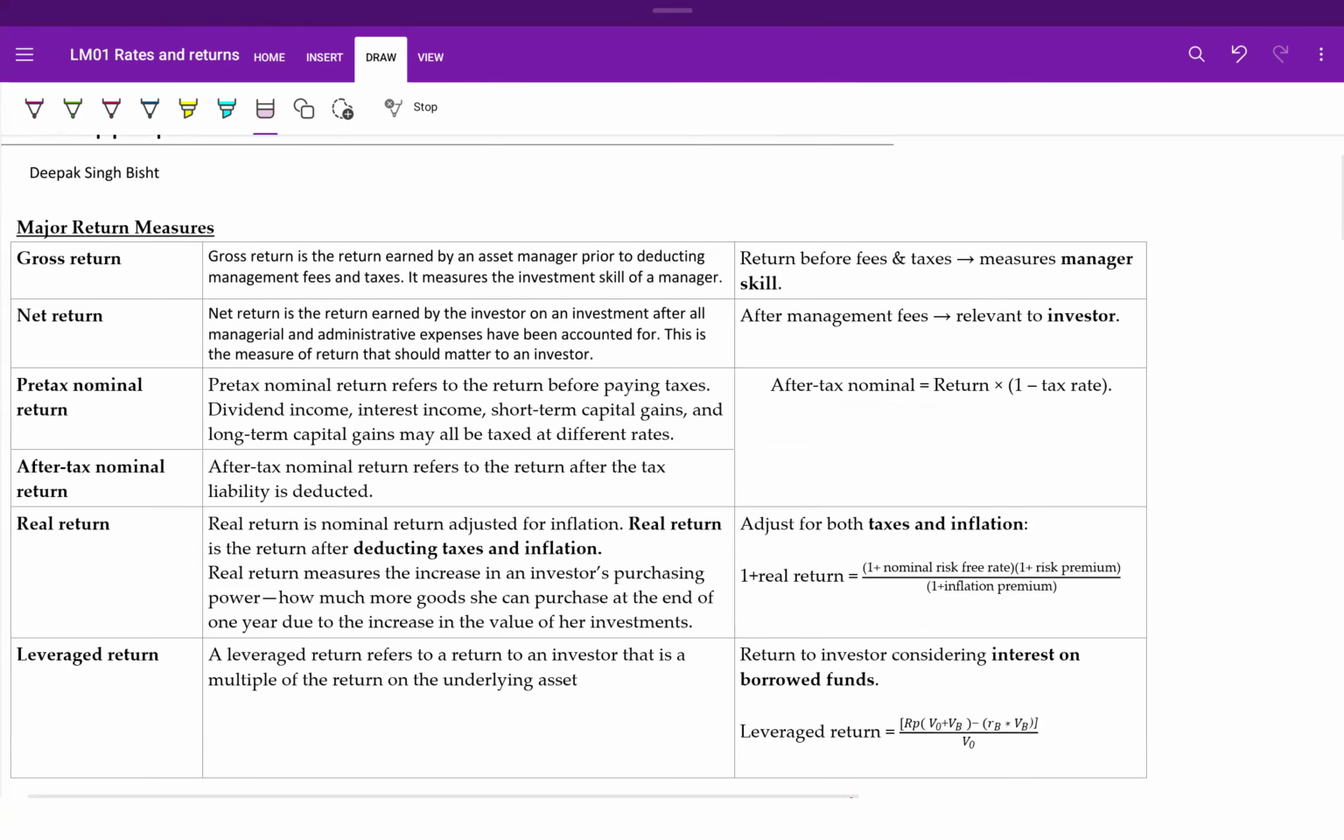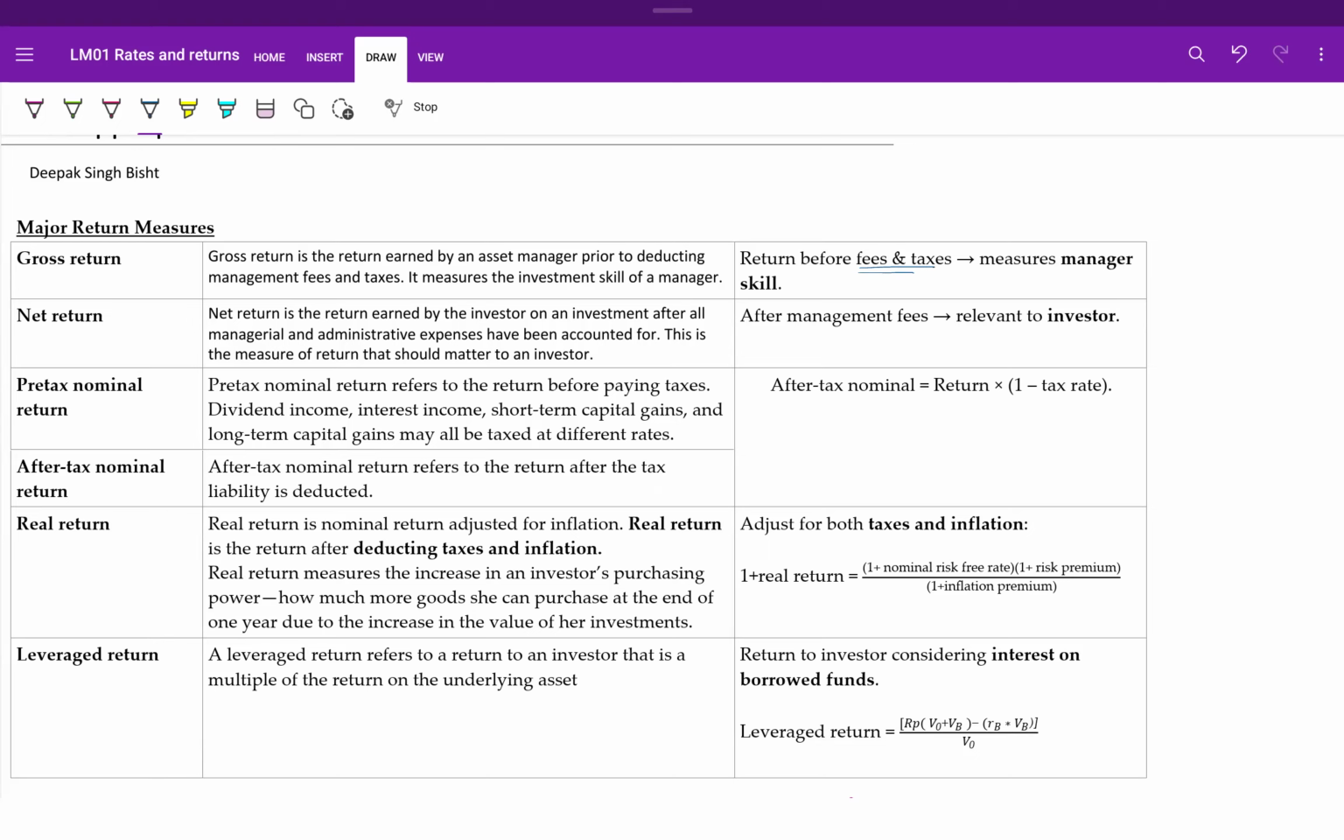So gross return is the return earned by an asset manager prior to deducting management fees and taxes, and it measures the skill of an investment manager. This is the return before fees and taxes. Pay attention to fees and taxes. As of now, we have not paid anyone, and this is our return measure.